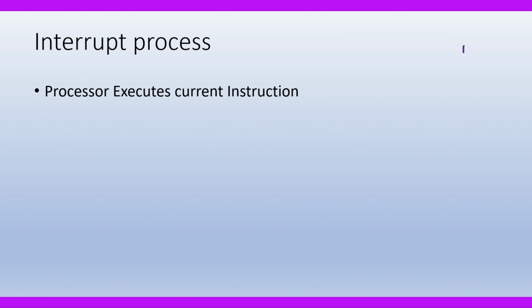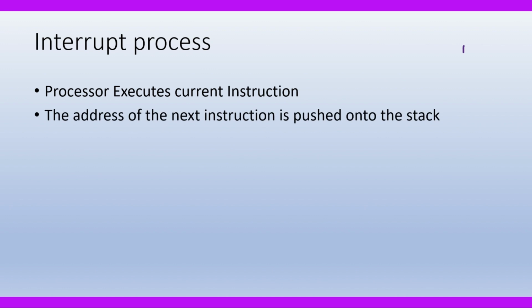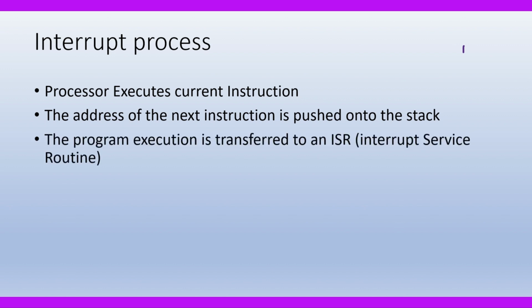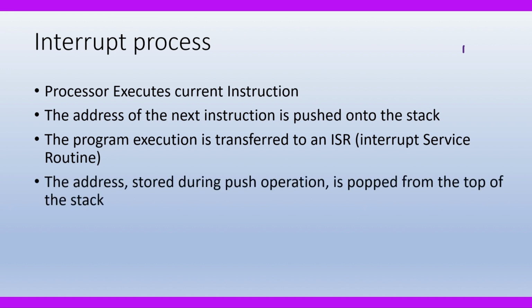When the processor receives an interrupt request, it executes the current instruction. After execution of the current instruction, the address of the next instruction is pushed onto the stack. The program execution is transferred to an ISR. ISR is called interrupt service routine. ISR contains the task or program corresponding to the interrupt. After completing the ISR, the address stored during the push operation is popped from the top of the stack. The processor resumes its normal operation.